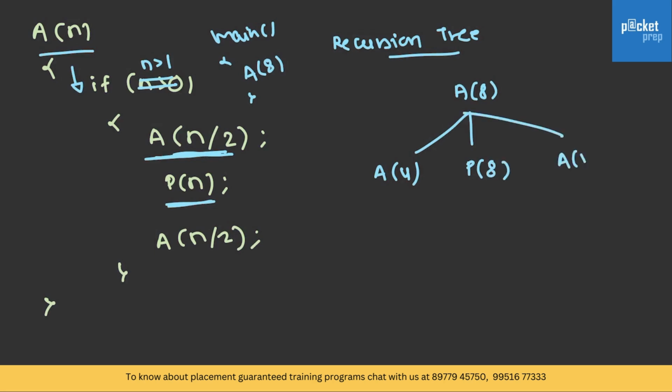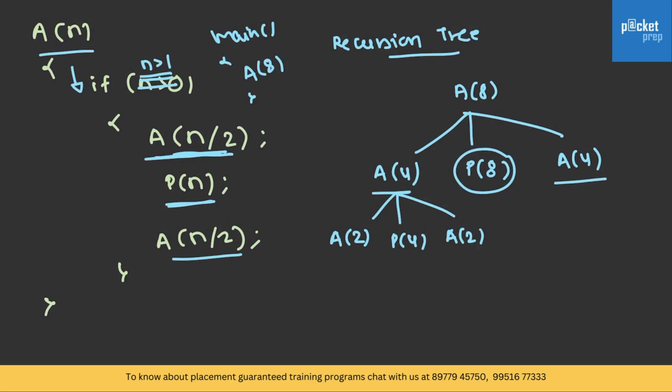And again, one more function call for a of 4 has been made here. Similarly, for a of 4, the condition is satisfied. The value of a of 2 will be called and 4 will be printed. Similarly, another function call will be made to a of 2. This is just a print statement, and the same sequence will be repeated as both are the same function call. So a of 2 will be called, 4 has to be printed, and then a of 2 will be called.